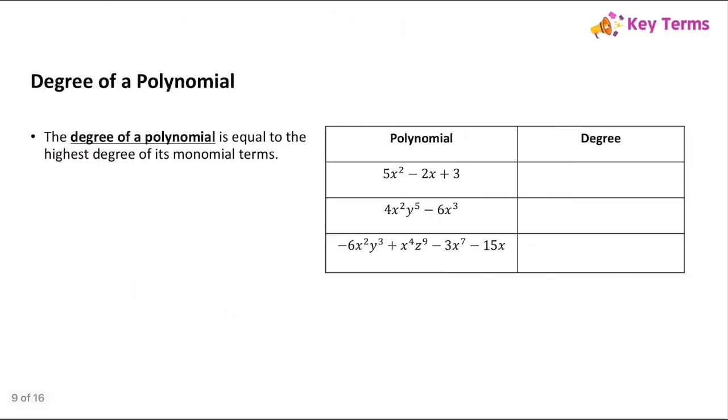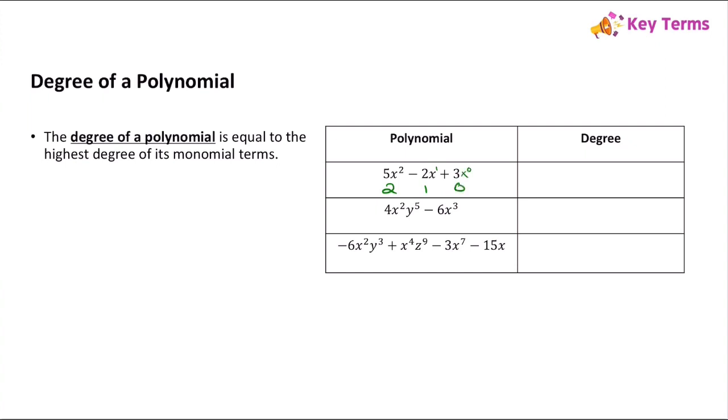So the degree of a polynomial will be equal to the highest degree of its monomial terms. So when you're figuring out the degree of a polynomial, you'll just kind of go ahead and identify the degree of each monomial and then pick the highest one. So this first polynomial here, you can see this first term has a degree 2, the second term has a degree 1, and then the third term has a degree 0.